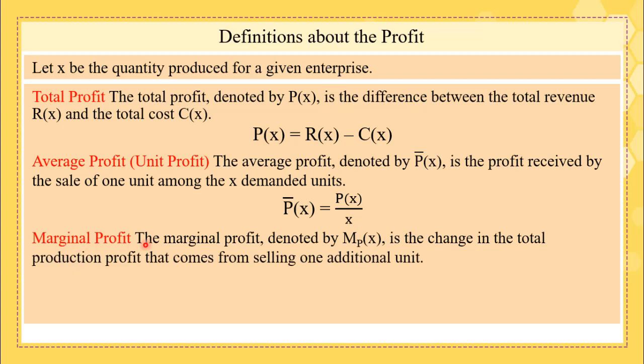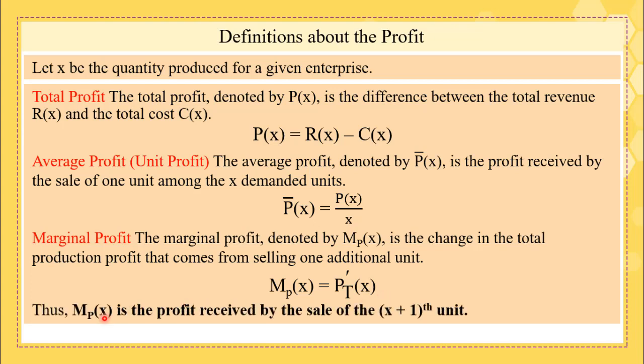Finally, marginal profit. The marginal profit, denoted by MP of X, is the change in the total production profit that comes from selling one additional unit. Also, as the marginal cost and marginal revenue, the marginal profit is the derivative of the total profit. MP of X is the derivative of P of X. Thus, MP of X is the profit received by the sale of the X plus 1th unit.